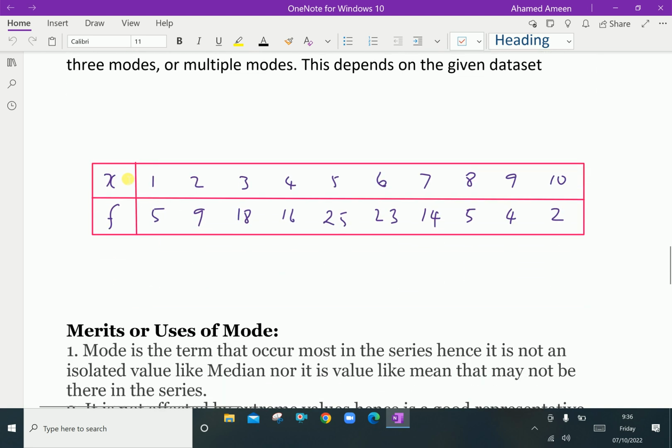Look at this example. Suppose in this distribution x is 1, 2, 3, 4, 5, 6 up to 10, and frequencies are given. Look at the frequencies: the highest frequency is 25. So the modal value of this distribution is 5, since 5 occurred 25 times, and the others occurred fewer than 25 times. So the mode here is 5.